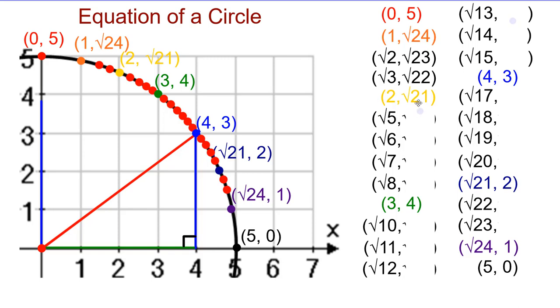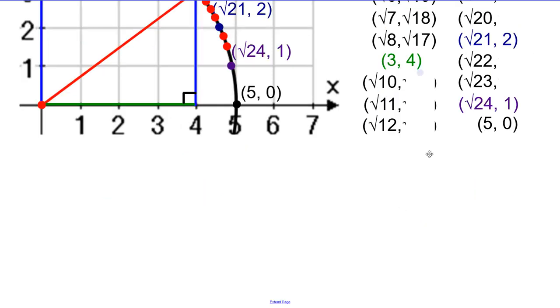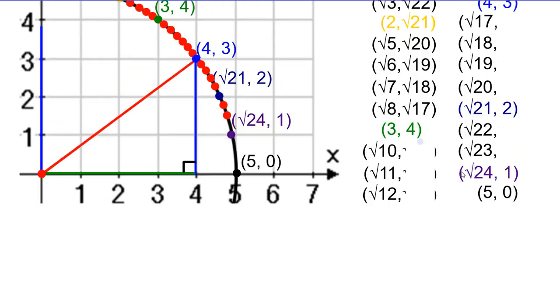So that would be 4 goes with the radical 21, right? What does radical 5 go with? Radical 20, okay? So you're hopefully seeing the pattern here. We're adding these two together when we square them, and they're going to give us 25. So what does 6 go with? So that would be radical 19, and then radical 18, radical 17. See the pattern? It's actually pretty simple.